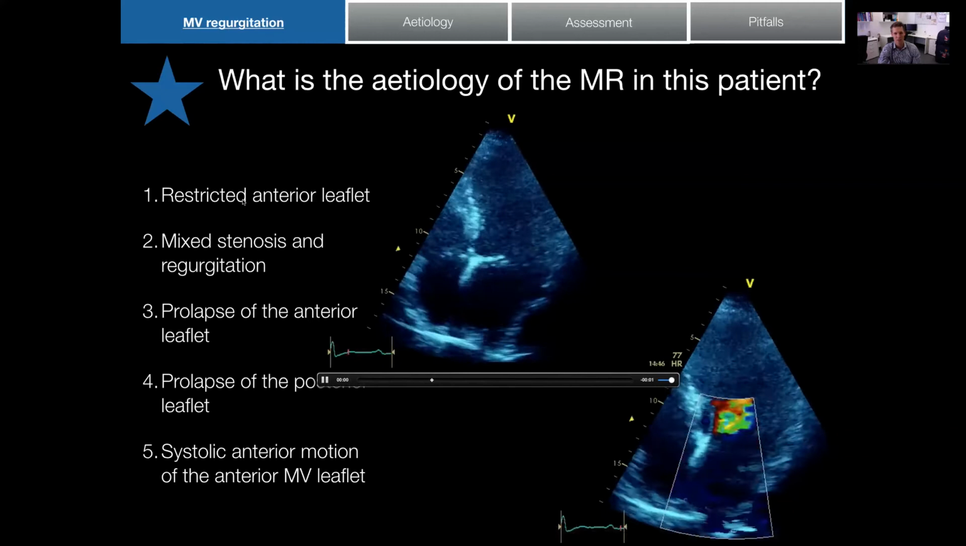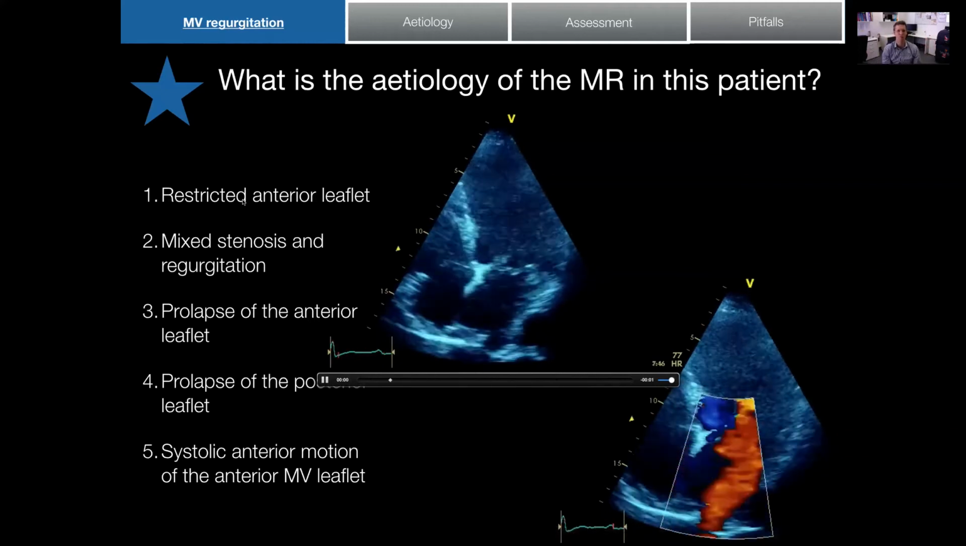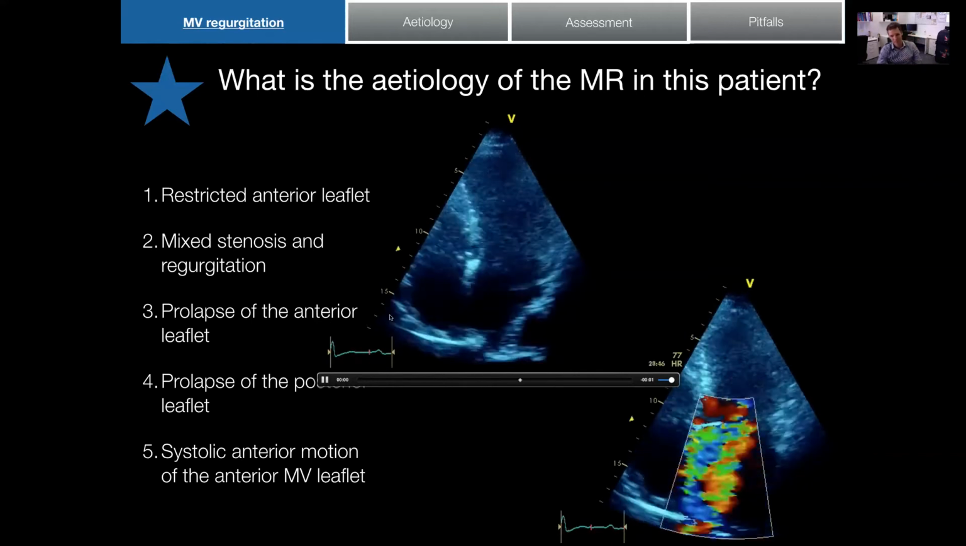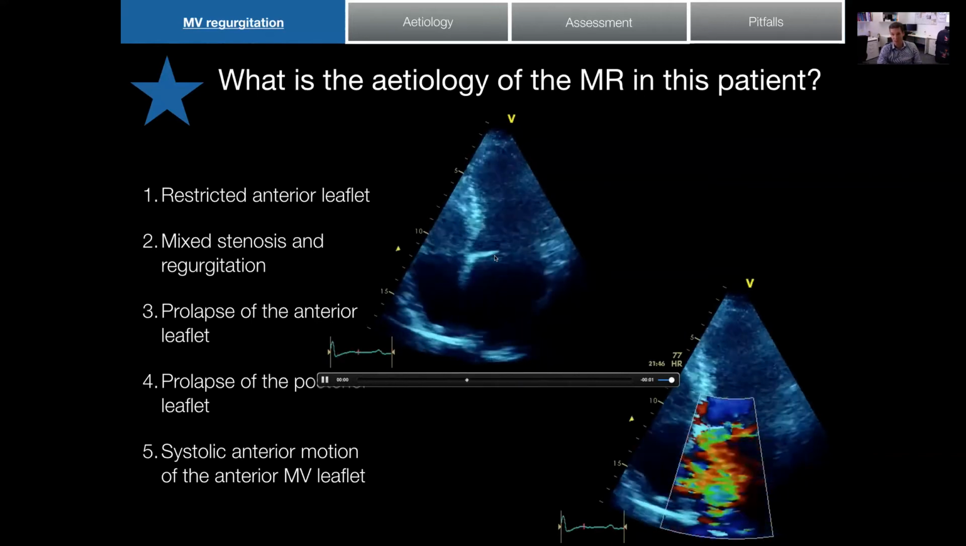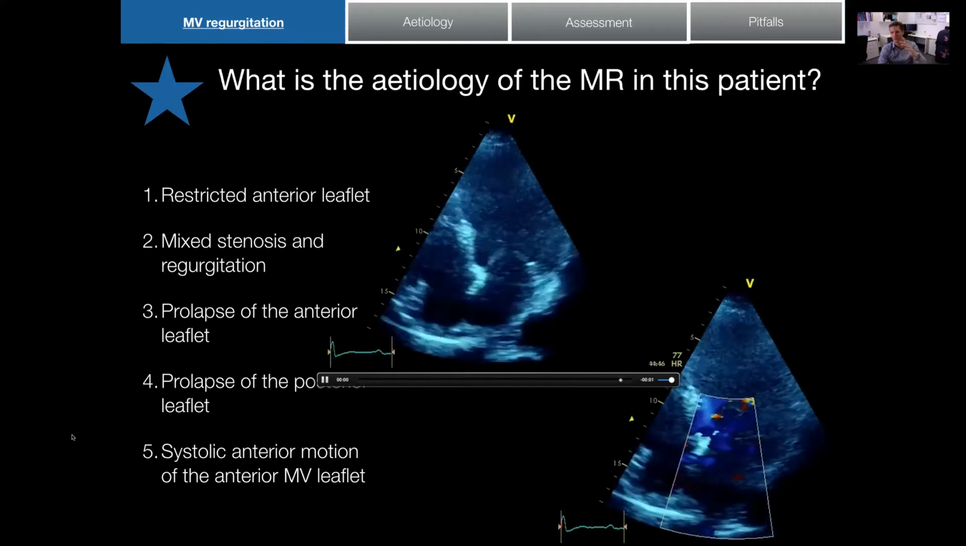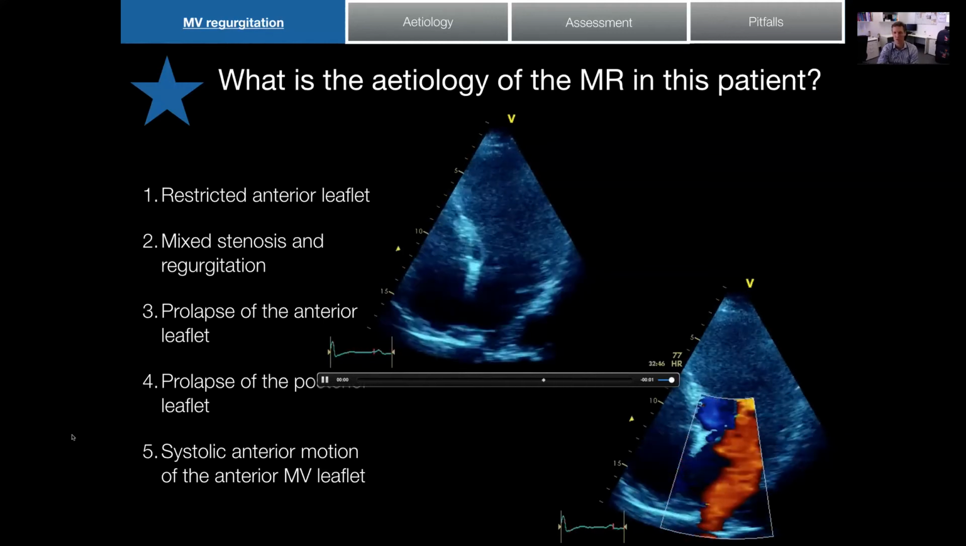It doesn't look restricted, it looks excessive in motion. It's got good openings, so there's no stenosis going on there. The anterior one looks fine, a bit thick, but fine. So it's number 4, prolapse of the posterior mitral valve leaflet, and there's no SAM, no systolic anterior motion of the anterior mitral valve.